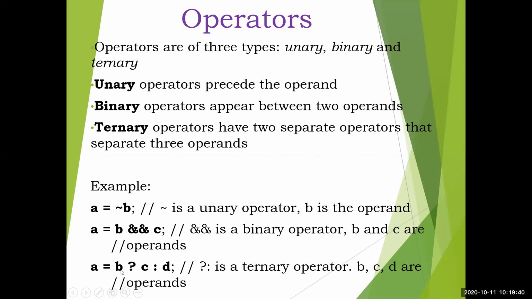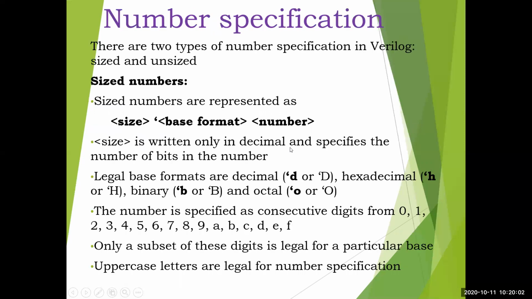Similarly, A equal to B question mark C colon D works like a ternary operator. If B is 1, then C will be selected; if B is 0, then D will be selected. Both symbols together form a ternary operator, and B, C, D are the three operands. This value will be assigned to A. So this is about operators.